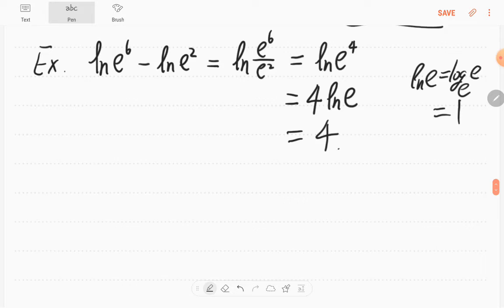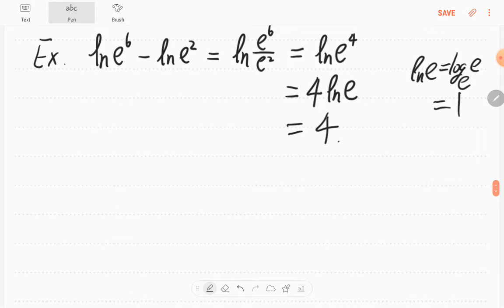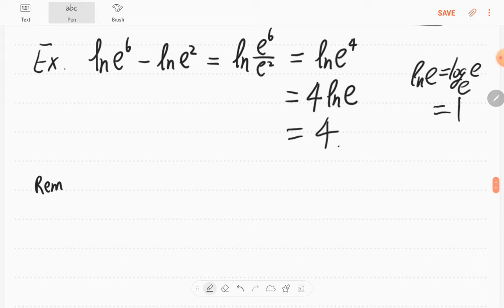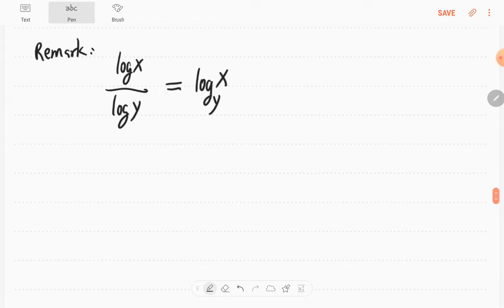Okay. So here is a common mistake when we do this kind of calculation. If you have log x, this means the base is 10, over log y. We know by the change of base formula, it's actually equal to the log base y of x, right? But be careful, some students always like to write this one as log of x over y. No, this is wrong. Okay, this is wrong, so you should be careful.